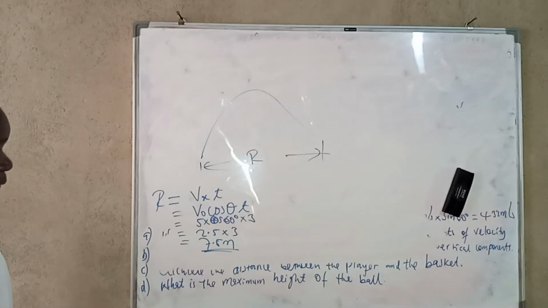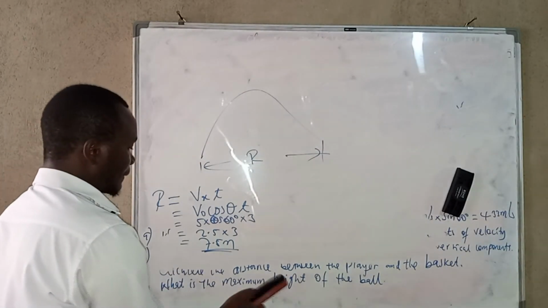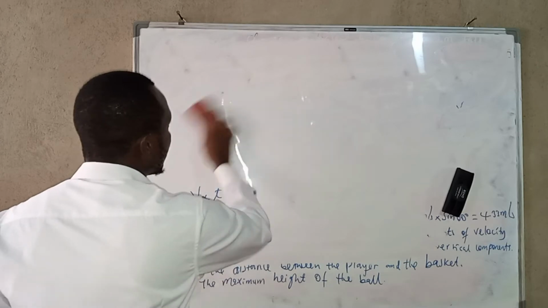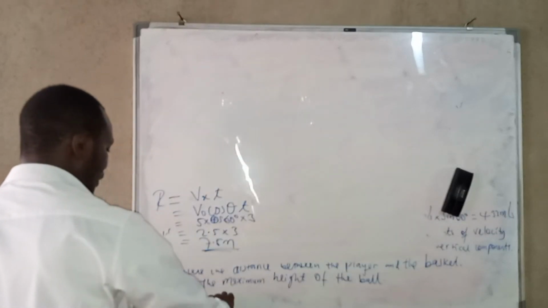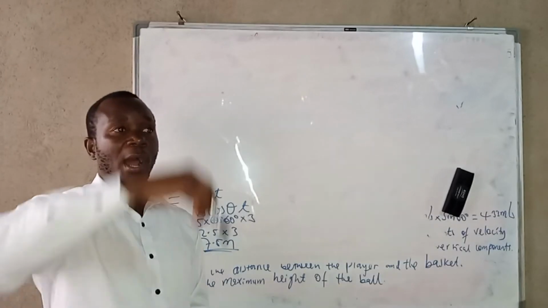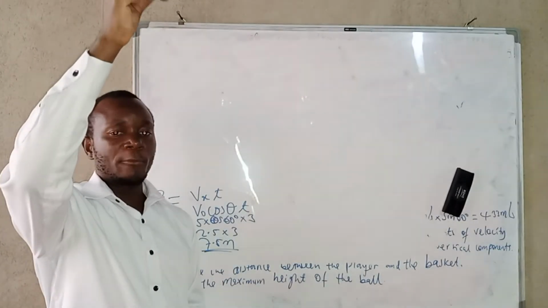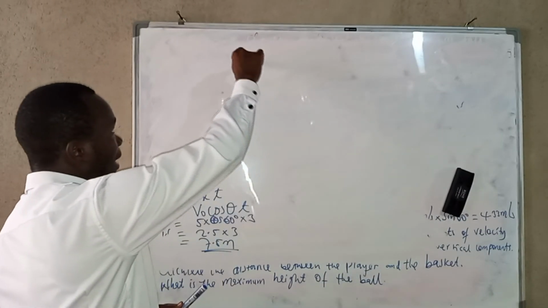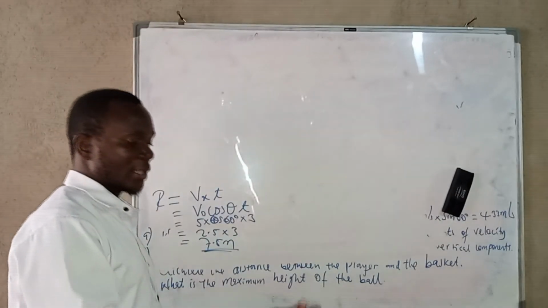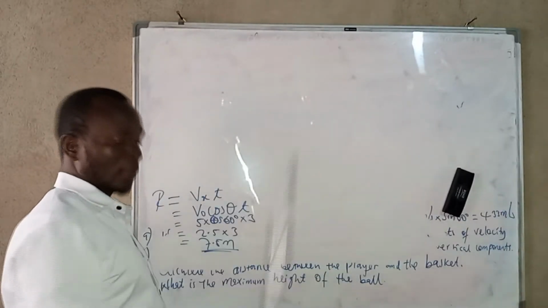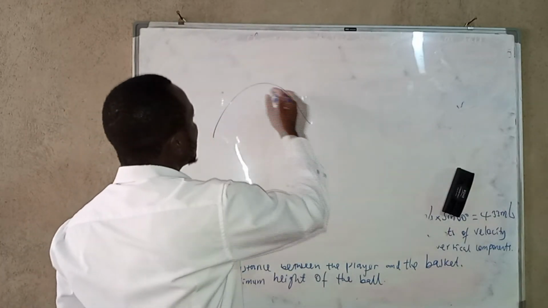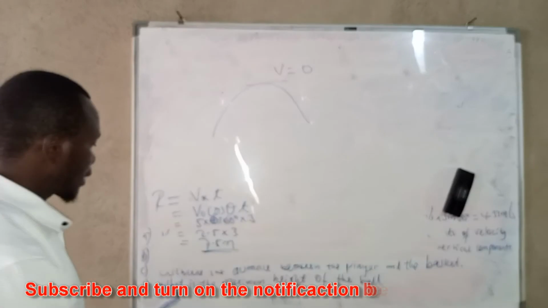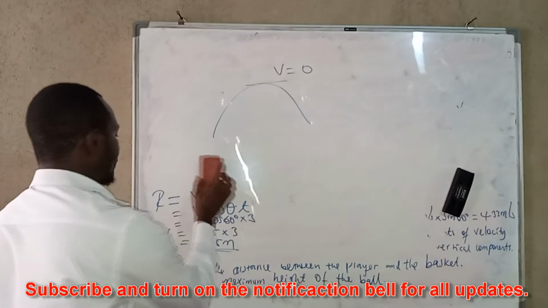Now, from this, we are told to find the maximum height. So we're going to proceed. When an object is thrown up, when it reaches the maximum height, it will stop moving, then start coming back. So we have a scenario where it goes like this, then when it reaches the maximum height, it will start falling. So at a point where it reaches this maximum height, the final velocity becomes 0.